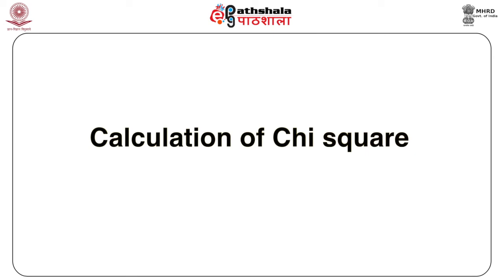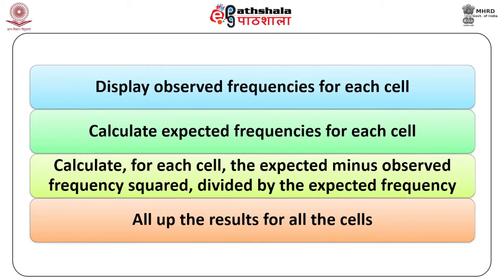Calculation of chi-square. Display observed frequencies for each cell. Calculate expected frequencies for each cell. Calculate for each cell the expected minus observed frequency squared divided by the expected frequency. Add up the results for all the cells.